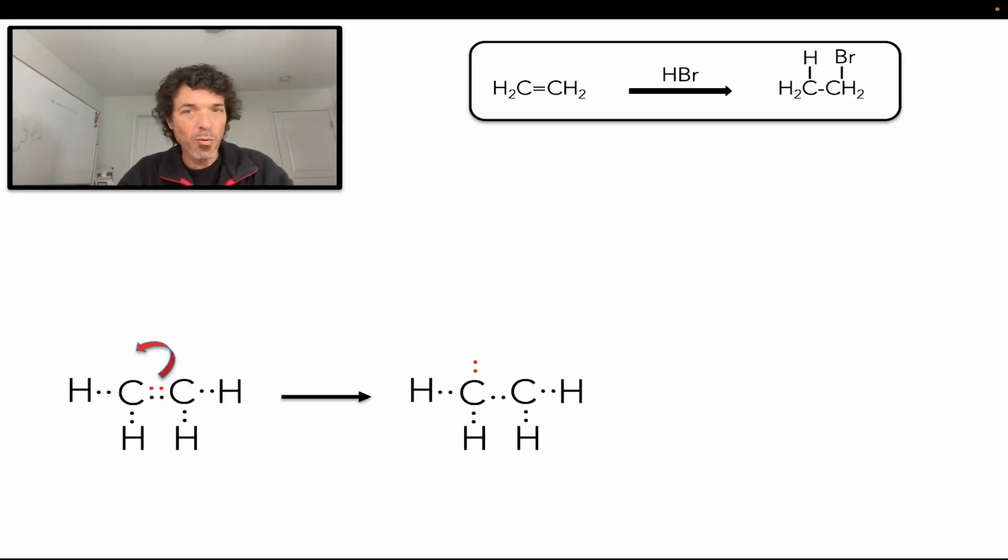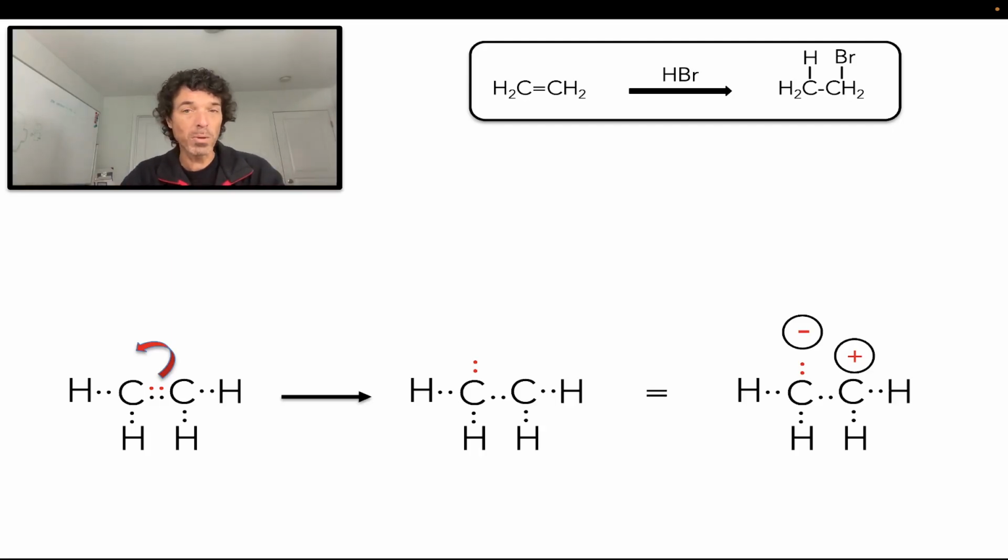We've talked about this before, formal charges. The carbon on the left now has an extra electron around it, so it's going to be negative, and the carbon on the right has one less. So therefore, if we looked at formal charges, the carbon on the left is going to be negative, and the carbon on the right is going to be positive. So we could break that up into pluses and minuses.